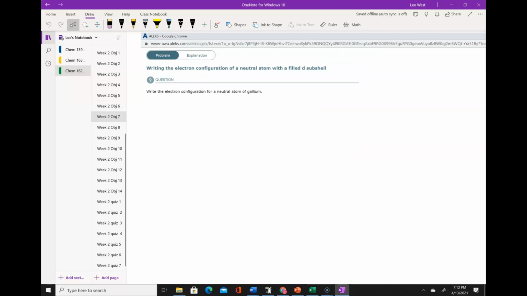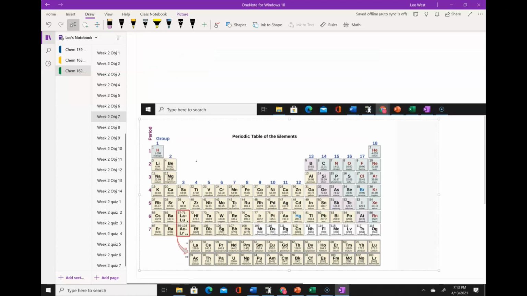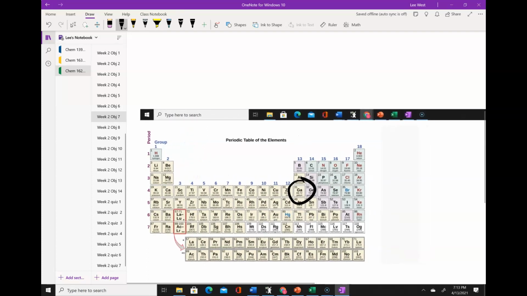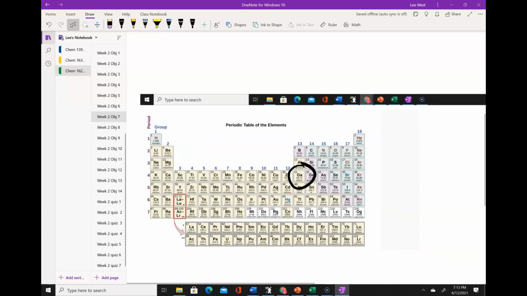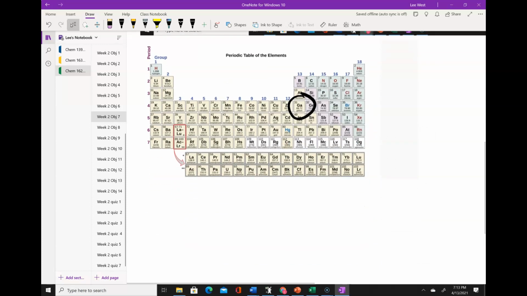Write the electron configuration for a neutral atom of gallium. Now, gallium comes underneath aluminum. That's the element whose properties were predicted by Mendeleev before it was actually discovered. So we want to count off the full electron configuration.